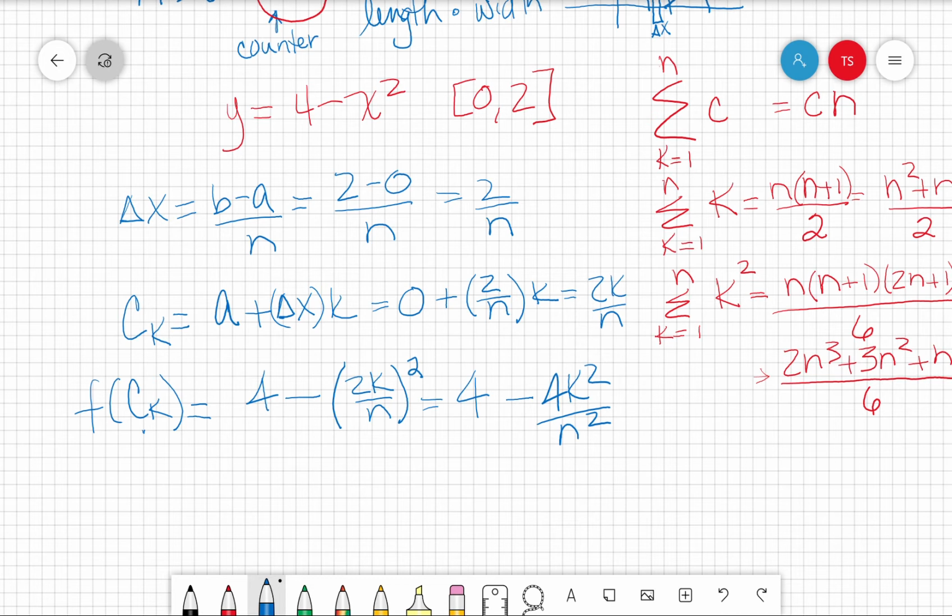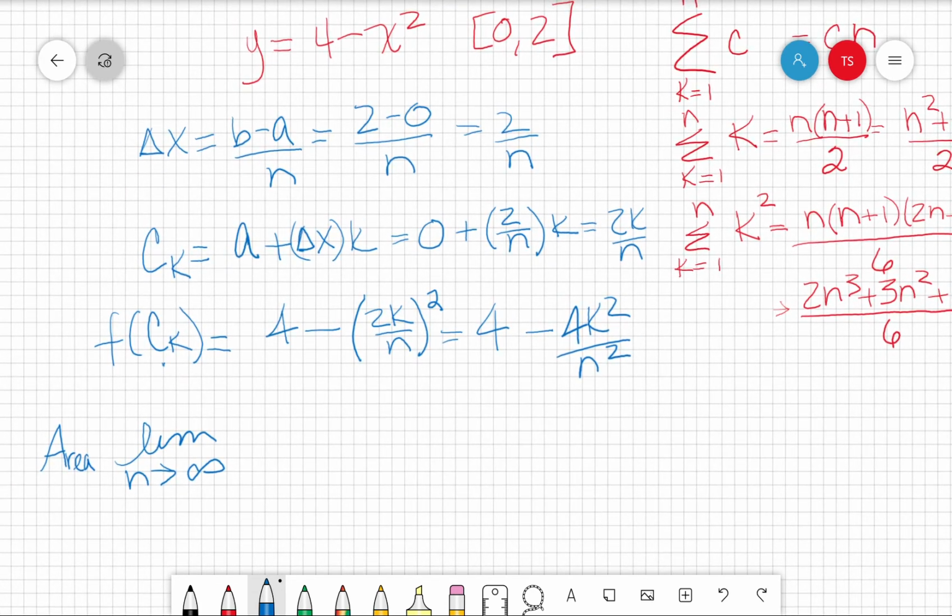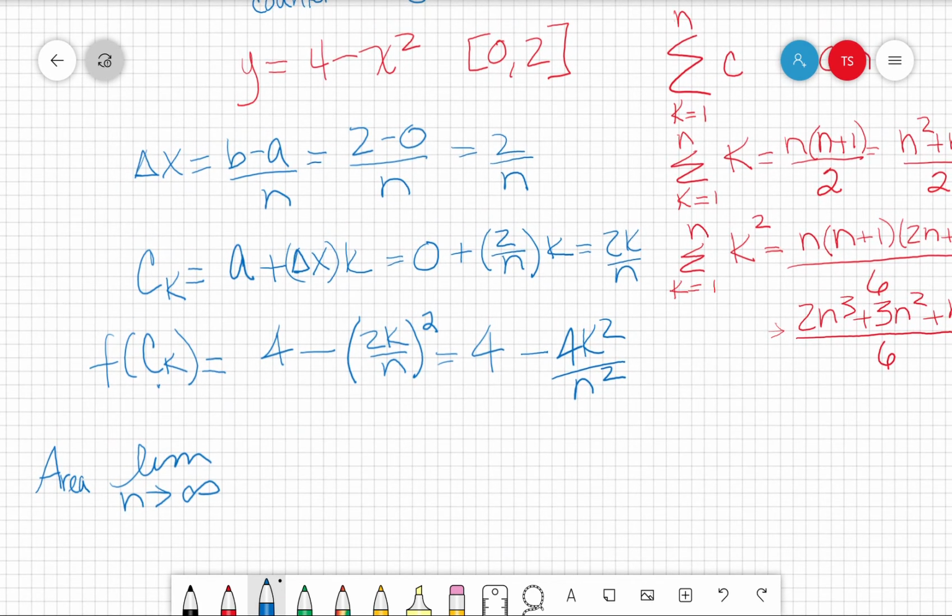Okay, and now we're going to evaluate that limit. So that limit, as n goes to infinity, gives me my area under the curve, provided that my function is positive. If I have negative y values, it's not going to calculate. You can't have negative area. So you want to make sure you're up there in quadrant 1, maybe quadrant 2 would be okay, because those are positive y values.